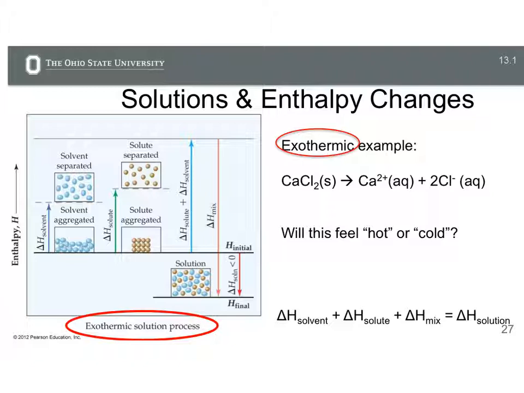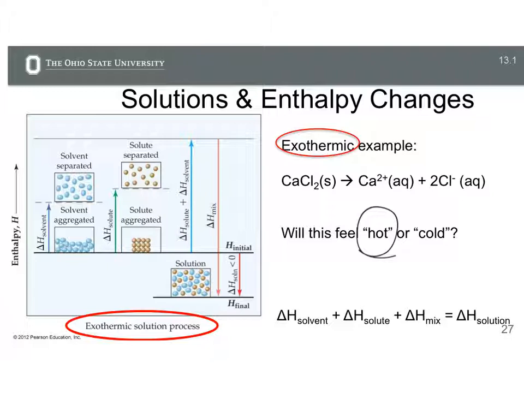So the next couple of slides here are going to look at some energy diagrams for some general examples. In our plots, we have enthalpy on our y-axis. Our x-axis is not really a thing. It's just showing the differences here. The first example we're looking at is for an exothermic process. So will an exothermic feel hot or cold? Hot. Okay.